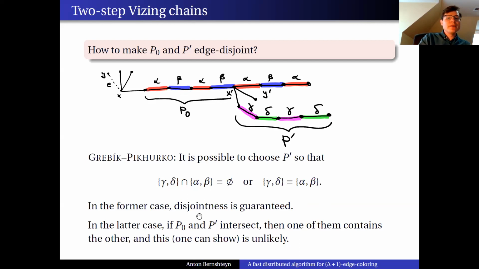They cannot overlap. And in the second case, they could in principle overlap, but they cannot intersect transversely. If they intersect, then one of them has to be a subset of the other, essentially. And this is a very special situation that one again can show is unlikely. I don't want to say too much more about this. Are there any questions? So this is the square root of n bound using the two-step Vizing chain.